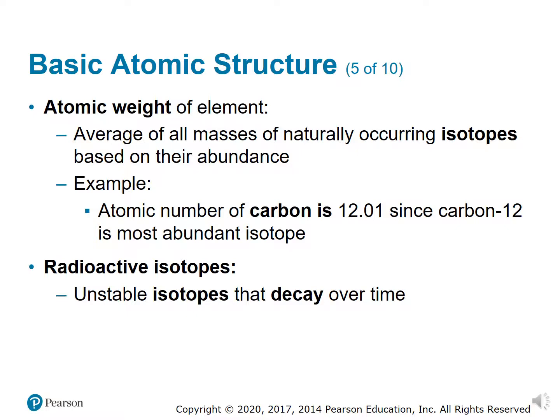Keep in mind some isotopes are more stable than others, but when we say that we have a radioactive isotope, it usually indicates an unstable isotope that will decay over time. For example, carbon-14.